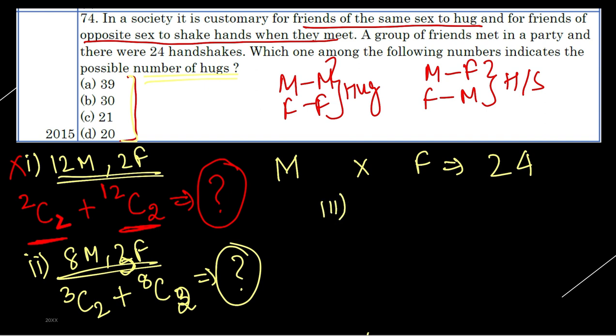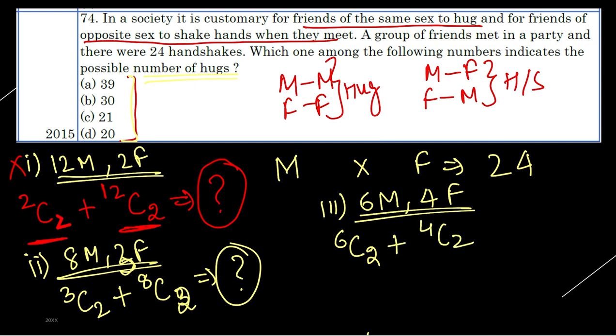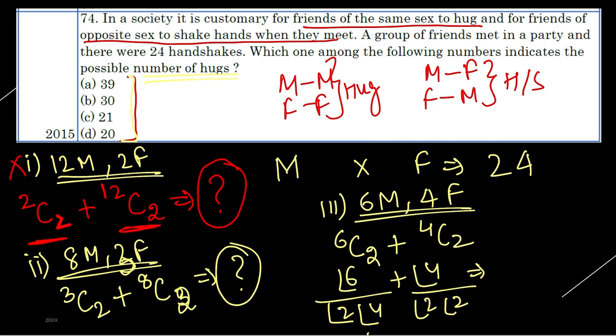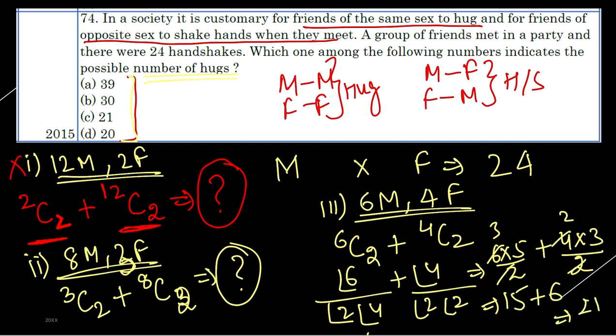Better check something else. So third, I select 6 males and 4 females. Right? This is the third option. So the number of hugs happening between males is 6C2, and 4C2 is happening between females. Let's see if this is the answer. 6C2 plus 4C2. Solving, you will get 6 into 5 divided by 2 plus 4 into 3 divided by 2. So this is 15 and this is 6. So you will get 15 plus 6 as 21. So 21 is the answer.